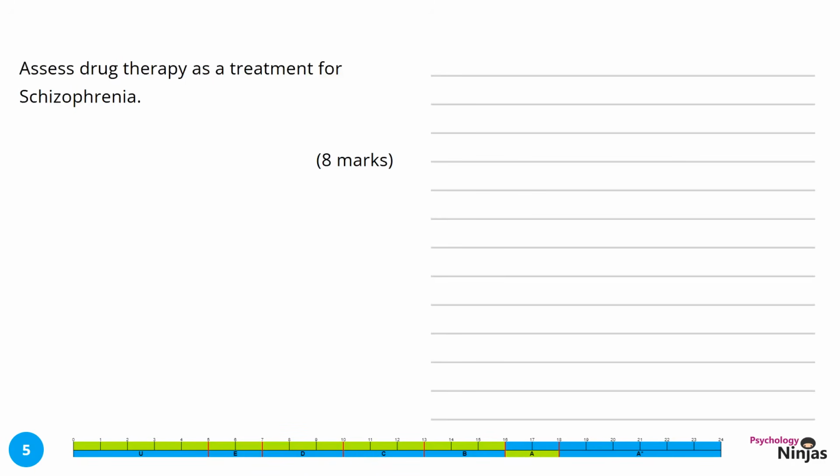Assess drug therapy as a treatment for schizophrenia. 8 marks. Here we have the command word assess, which means we need to do 2 separate skills, the first being explaining or outlining drug therapies. There are 3 marks available for our explanation of how drug therapies work and what drug therapies we would use to treat schizophrenia. Our remaining marks are all evaluation, so we want strengths and weaknesses of drug therapies using DESERT as our acronym. Let's break down a response.